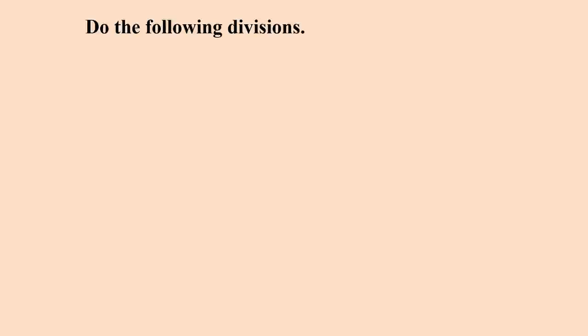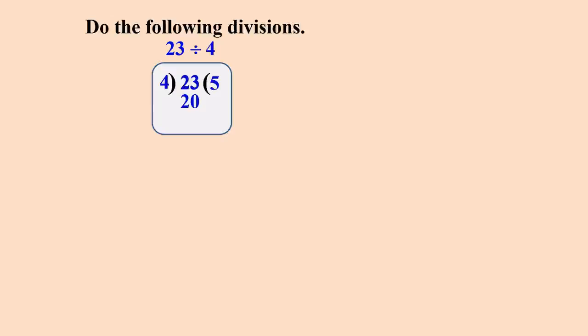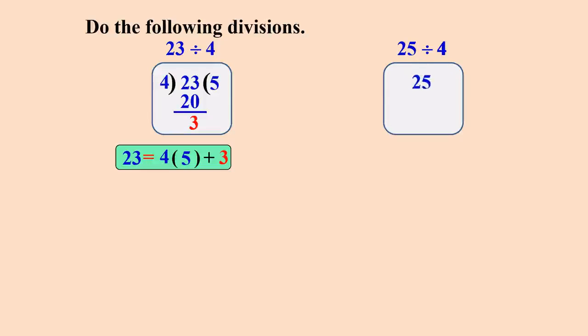Do the following divisions: 23 by 4. 4 5s are 20, 23 minus 20, 3 remainder. This can also be written as 23 is equal to 4 times 5 plus 3. 25 by 4. 4 6s are 24, 25 minus 24 is equal to 1 remainder. This can also be written as 25 is equal to 4 times 6 plus 1.